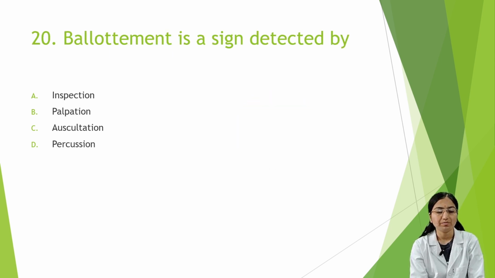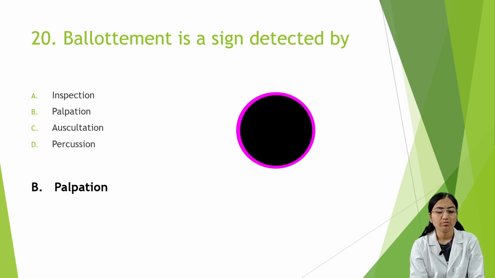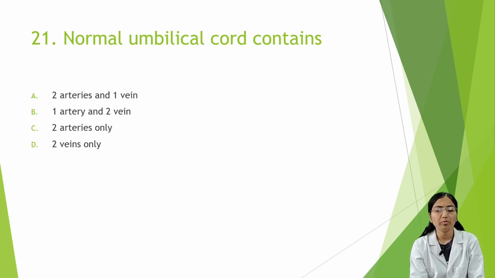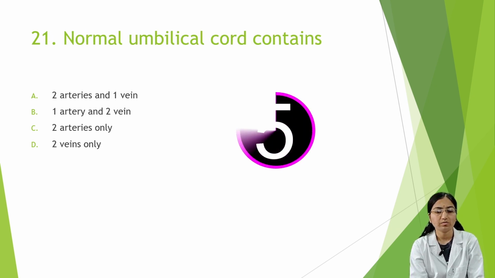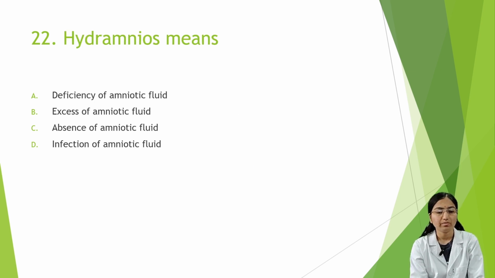A pregnancy occurring outside the uterus is called? Ectopic pregnancy. Ballottement is a sign detected by? Palpation. Normal umbilical cord contains? Two arteries and one vein.